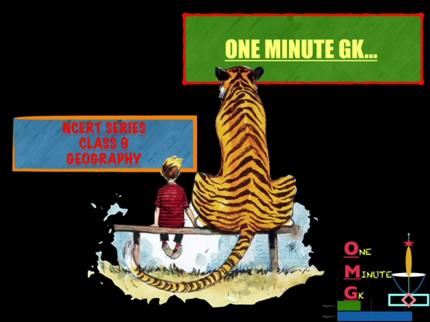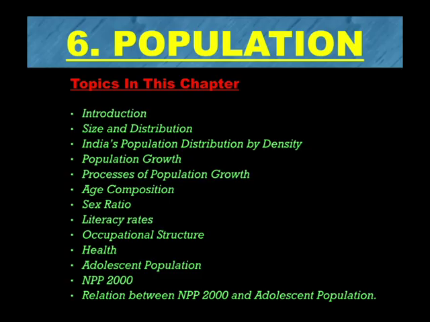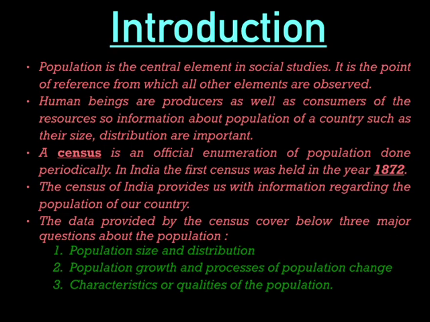Friends, in this video, I bring to you the last chapter of 9th NCERT Geography, that is population. So, the topics in this chapter: introduction, size and distribution, India's population distribution by density, population growth, processes of population growth, the age composition, the sex ratio, the literacy rates, occupational structure, health, adolescent population, National Population Policy of 2000, and the relation between NPP 2000 and adolescent population. So let's start the video.